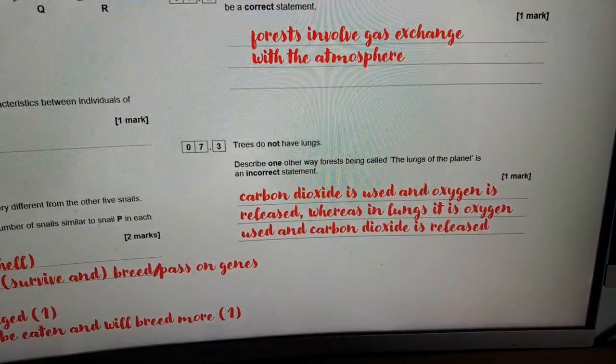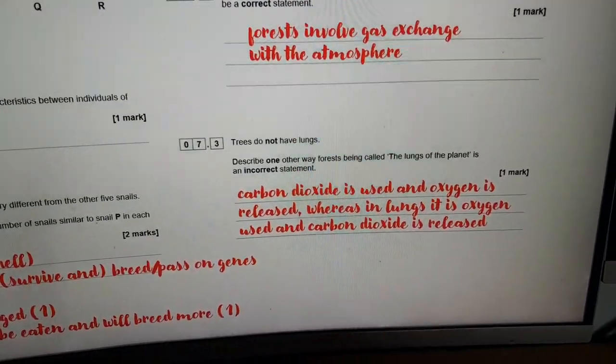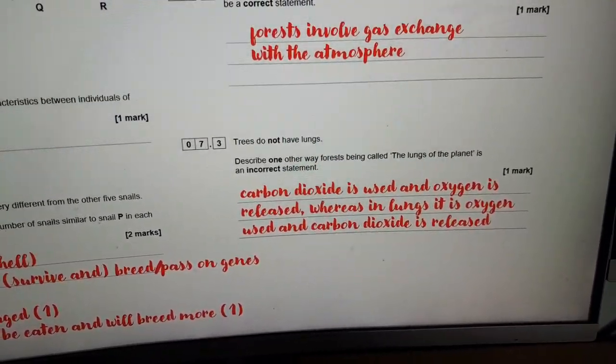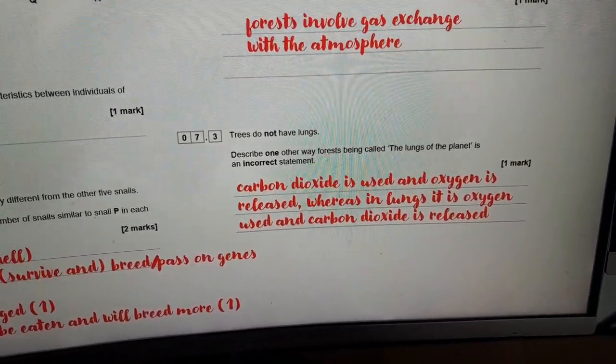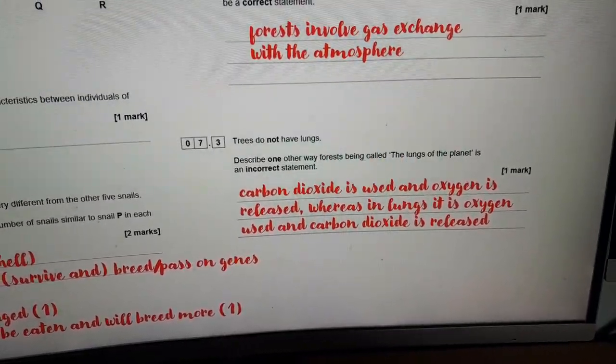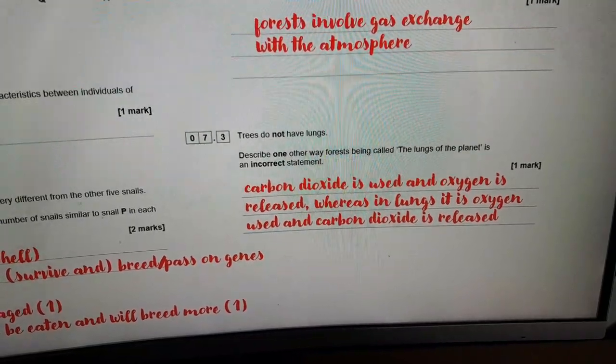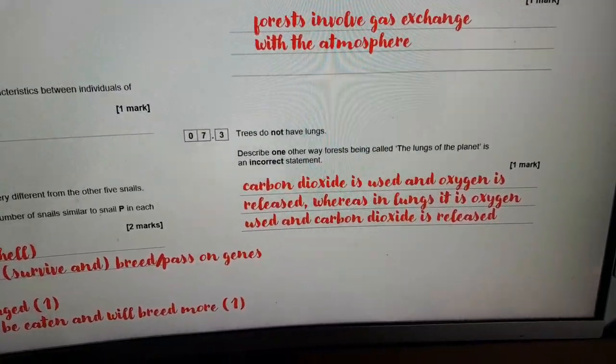Make sure you do spell answers out for your examiners like this. You do have enough time to write it. Make sure you're spelling out all these answers, because if you don't write it down, the examiner doesn't know that you know it.